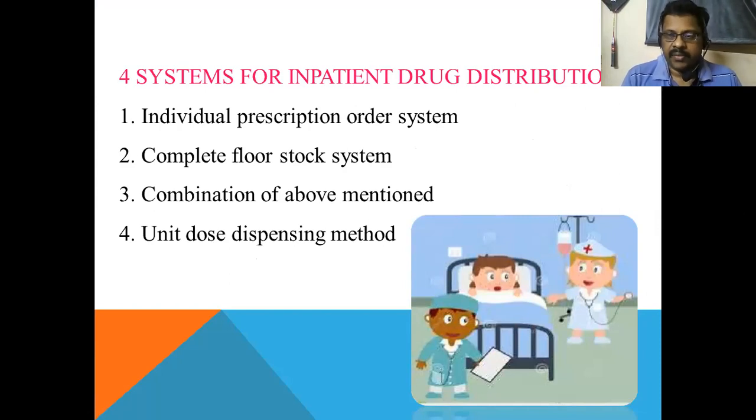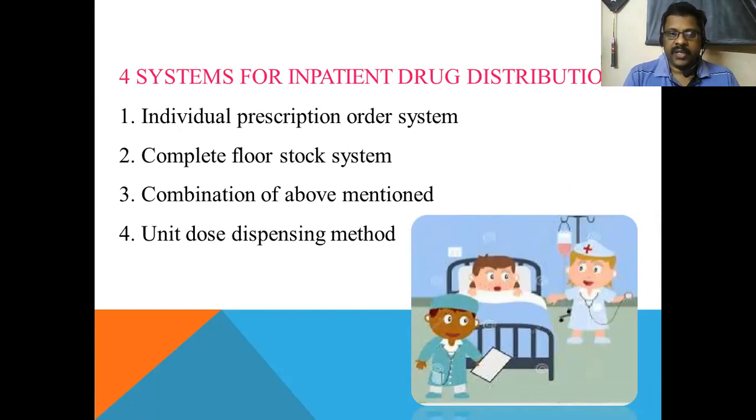Then there are four systems for inpatient drug distribution we normally follow in hospital. Depending on the manpower, workload, and bed strength of the hospital, we can follow any one suitable method among these. Individual prescription order system is one method. Complete floor stock system, a combination of these two, and unit dose dispensing method.